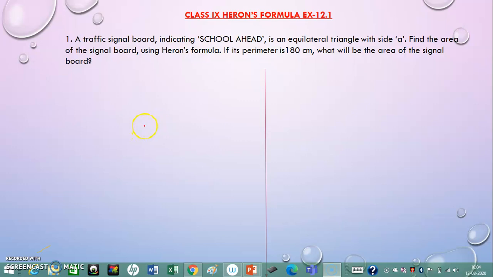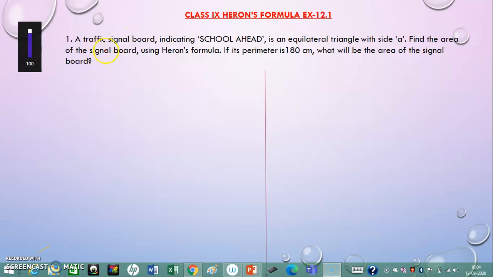Good morning, students. As we have already started with Heron's formula in the previous video, I had explained the concept. Now I'll tell you how to solve questions and how to apply the formula. Okay, so class 9 Heron's formula, exercise 12.1.